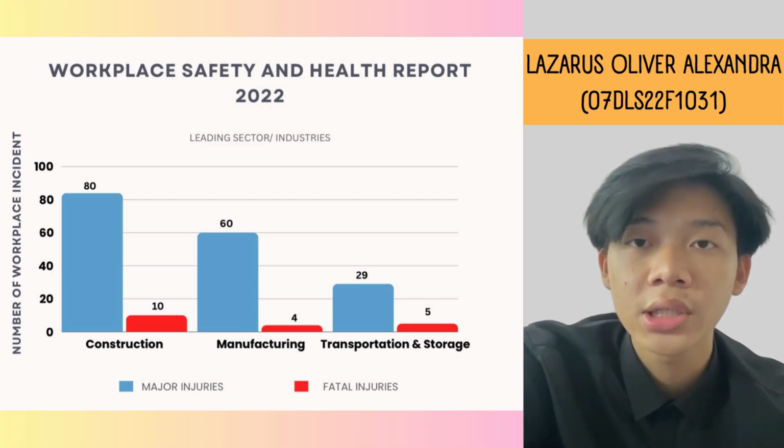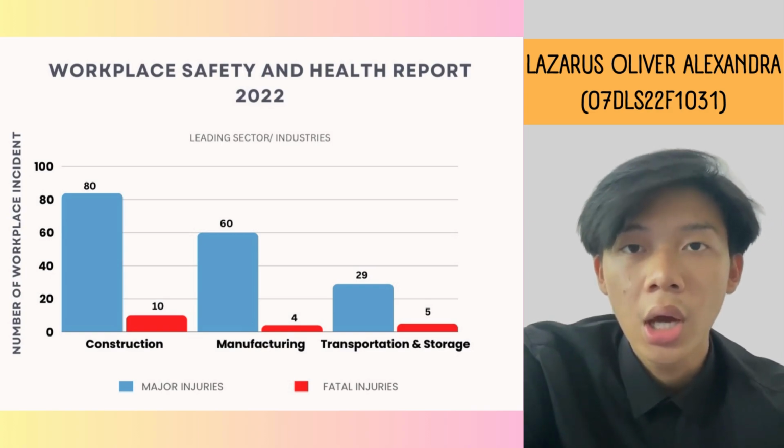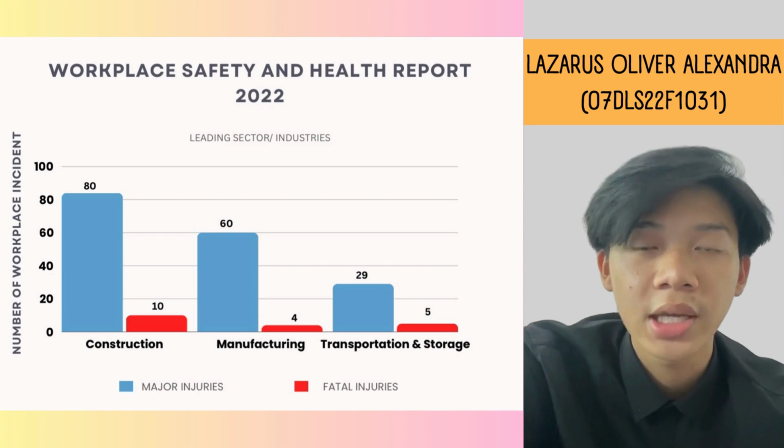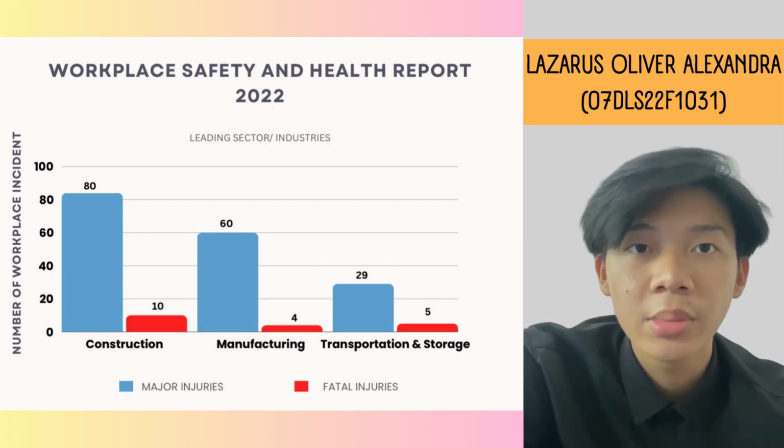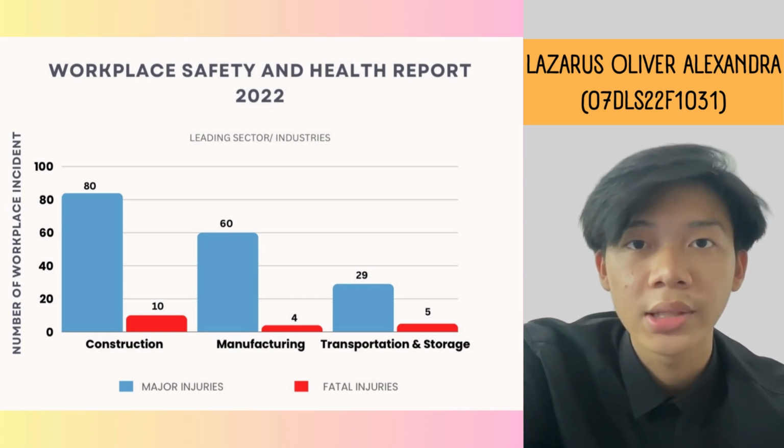Firstly, for the construction industry, we can see that it recorded the highest number of major injuries with 80 cases as well as 10 fatal injuries. This high number can be attributed to the nature of the work in construction, which involves heavy machinery and high-risk tasks such as working at heights.